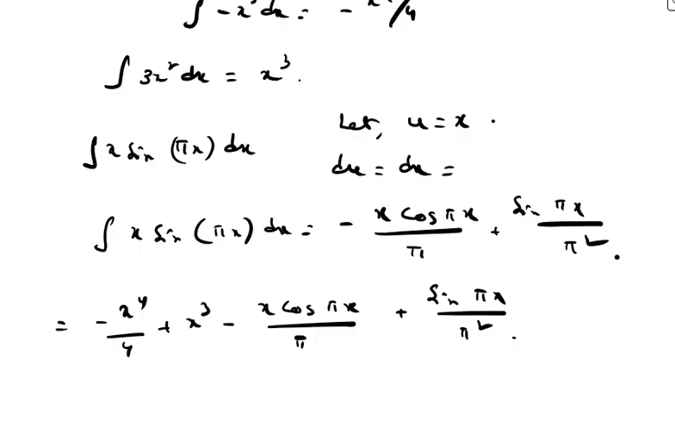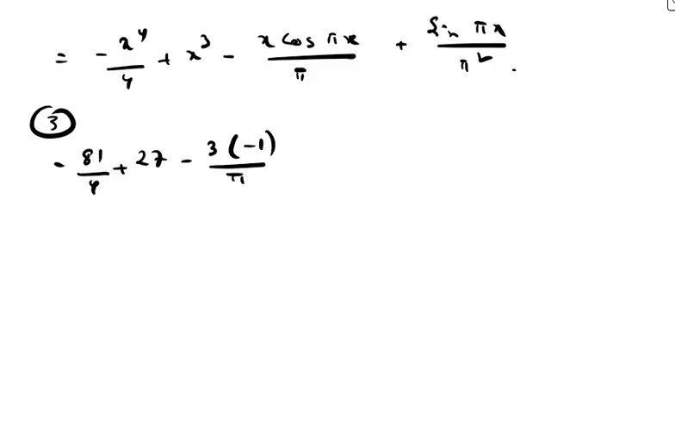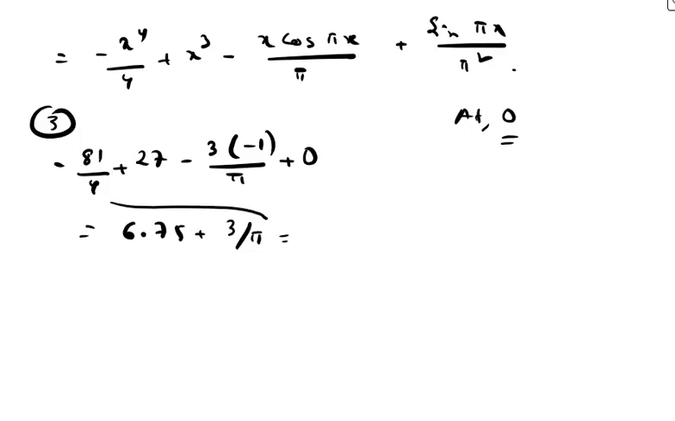Now evaluate from 0 to 3. At 3 we will get −81/4 + 27 − 3 times (−1)/π + 0, that is 6.75 + 3/π. At 0 everything is 0. So the final answer for part B will be 6.75 + 3/π.